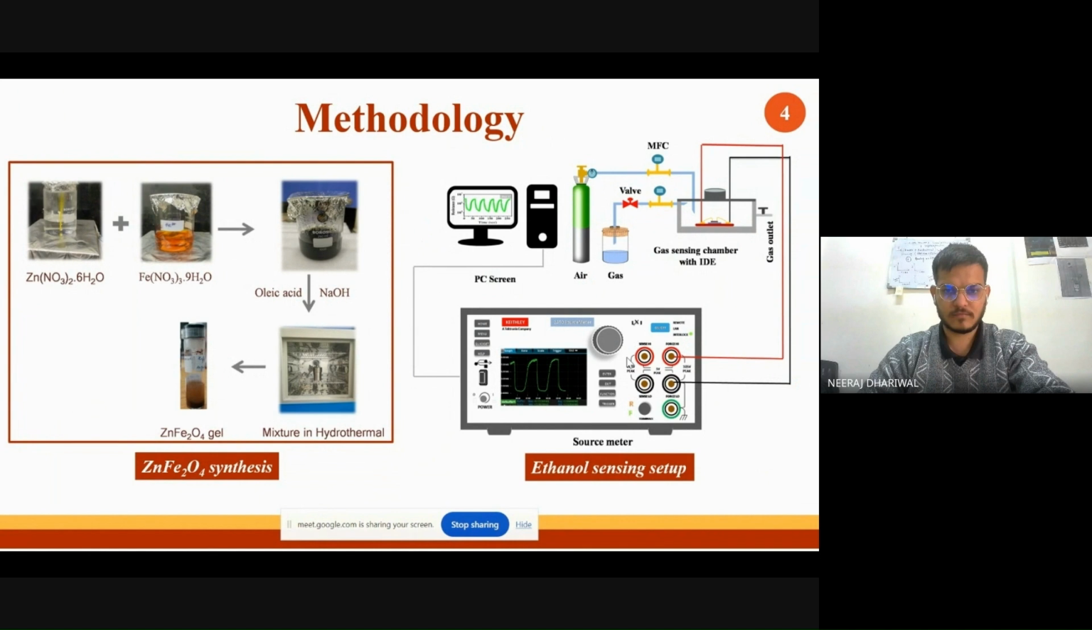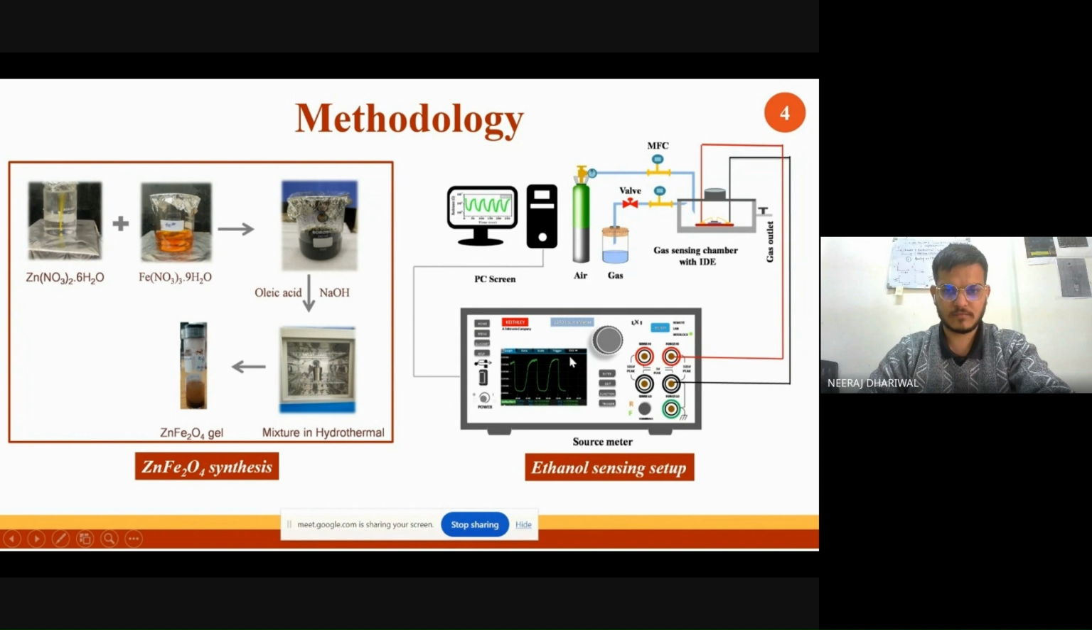Coming to the methodology part, we will be discussing the synthesis of this ZnFe2O4 gel. We took zinc nitrate and iron nitrate, and combined both of these after stirring for around 30 minutes at 500 RPM. Then after mixing that, we used a large amount of oleic acid because we didn't use any kind of polymer. So oleic acid was used just to attach these particles to each other. We will be seeing this in the FESEM in the further slides. A small amount of NaOH was used just to start the precipitation, or the crystallization. Then we put it into the hydrothermal, and finally we got the zinc ferrite gel as seen here.